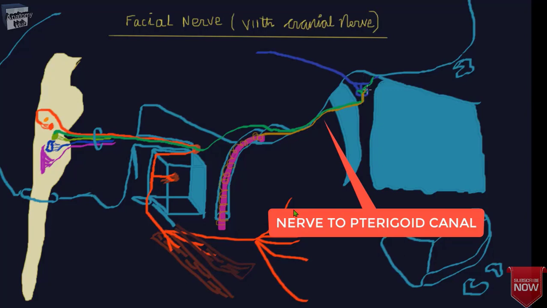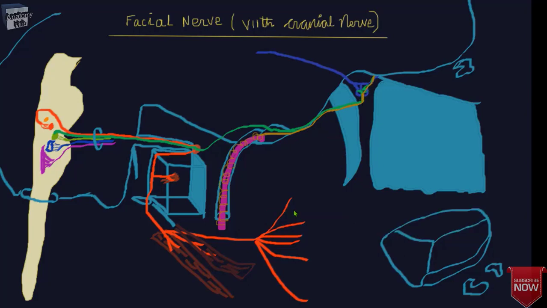Then the postganglionic fiber will supply the lacrimatory gland. Along with that you will find the deep petrosal nerve supplying the sympathetic pathway will also run through this branch and will innervate the lacrimal gland through the lacrimatory nerve. So here you can see this is the pterygoid canal. This portion of the pterygoid canal, the nerve is known as the Vidian nerve or nerve to pterygoid canal.